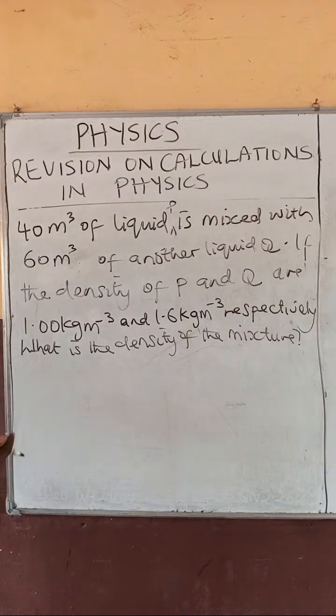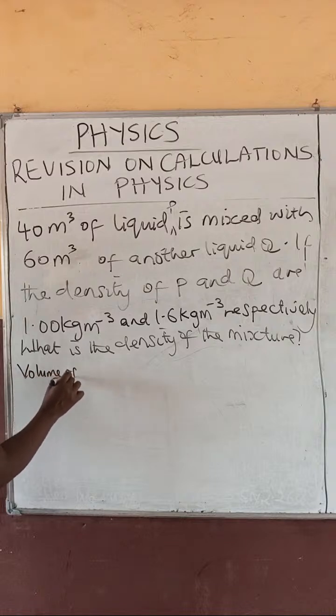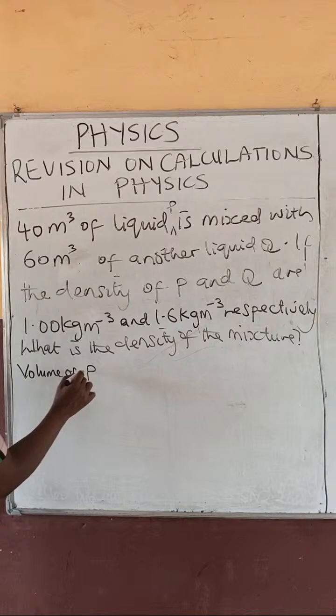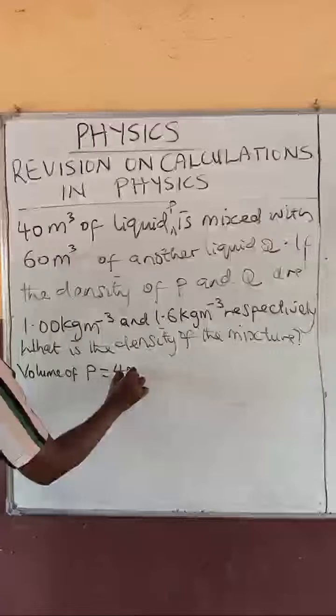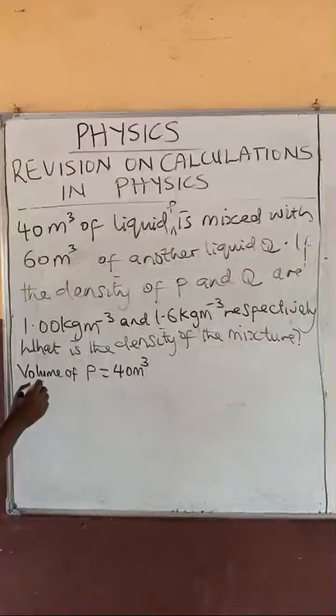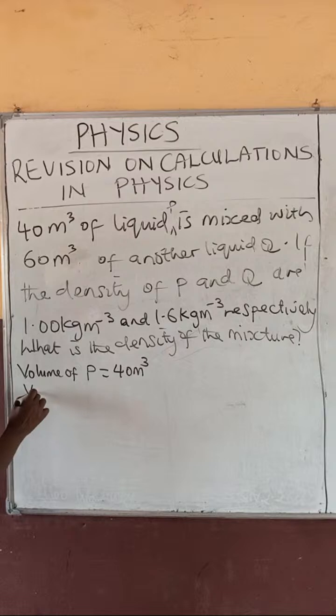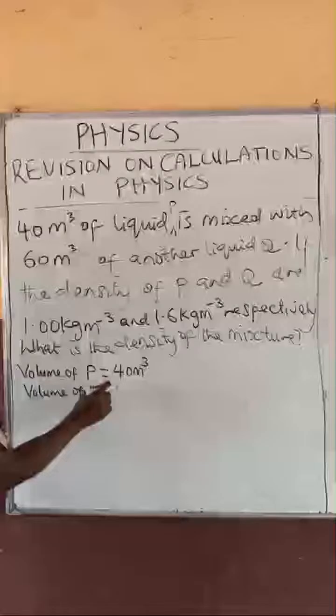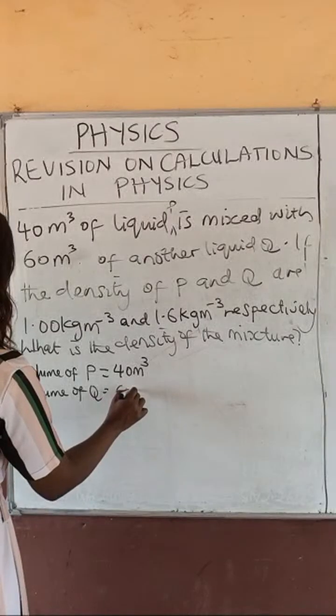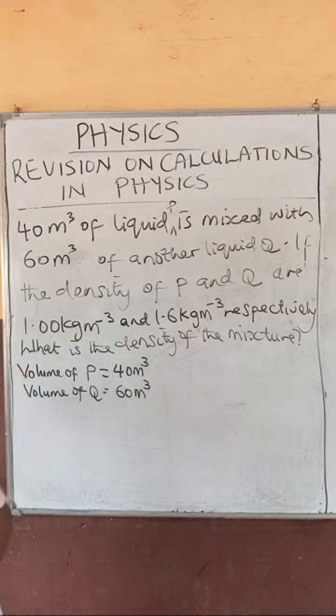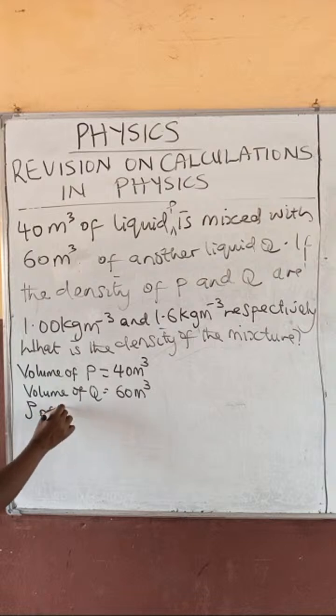How? Now let's set our parameters by saying volume of P is equal to 40 meter cube. Then we get volume of Q, that is liquid Q, is equal to 60 meter cube. Okay, then density of P is given as what?